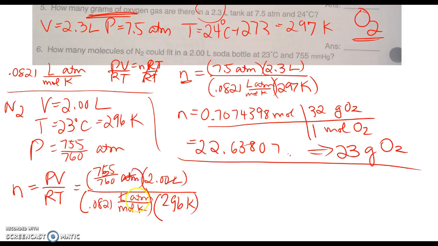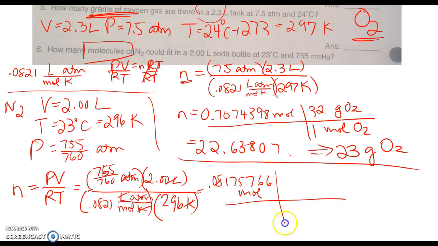So liters, atmospheres, K. So we're going to end up with moles. And I'm going to leave it right in my calculator. Again, 755 divided by 760 times the 2 divided by 0.0821 divided by 296. So it gives me a number of moles, something like this, 0.081757766, blah, blah, blah, right? They want to know molecules. Well, we know how to change moles to molecules. Doesn't matter what the gas or the compound is. 1 mole has 6.02 times 10 to the 23rd molecules, doesn't it?